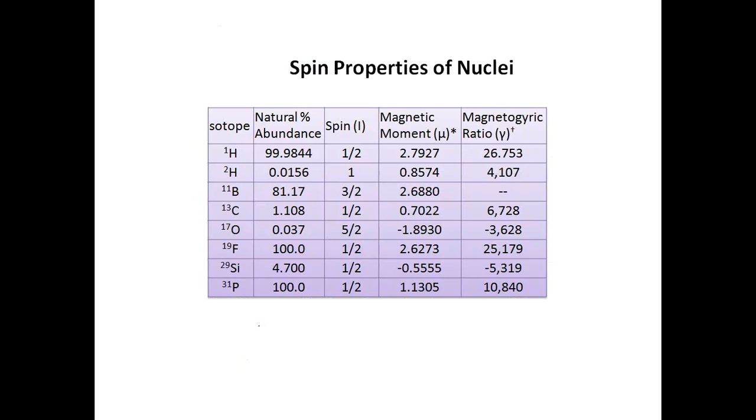So there are some spin properties of nuclei. Like you can see H1, H2, what are the spin numbers, their natural abundance, their magnetic moment, and their gyromagnetic ratio. As I already told you, the gyromagnetic ratio depends upon the magnetic moment and the spin quantum number, and their charges kind of.